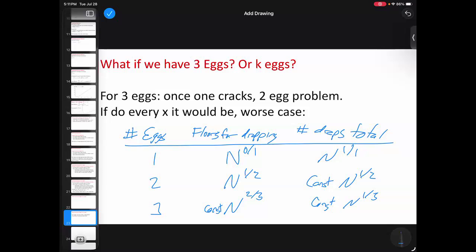Yeah, if you can say things with a straight face, it's amazing what you can get away with. So do people detect a pattern here? Can you figure out what to do for 4 eggs? So you can prove by induction without too much trouble that you could at least do this well.